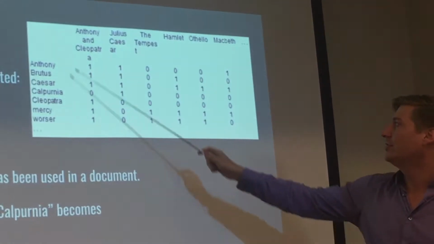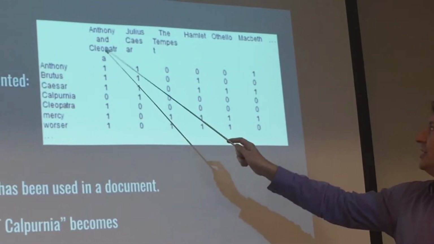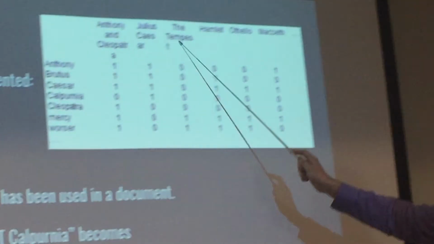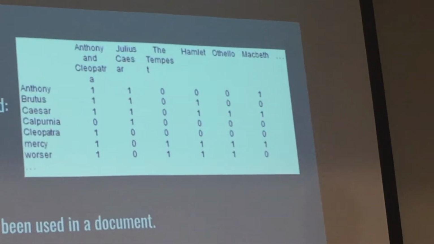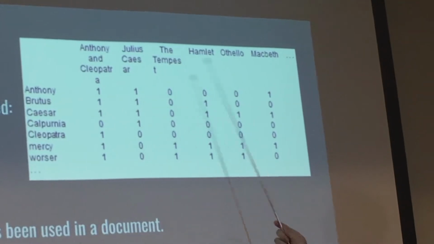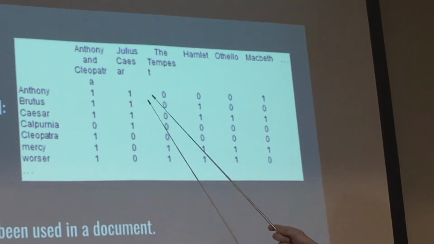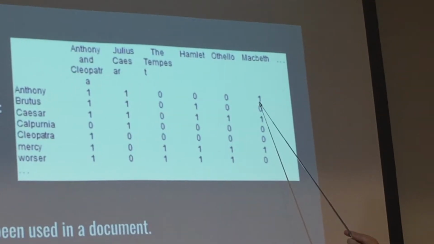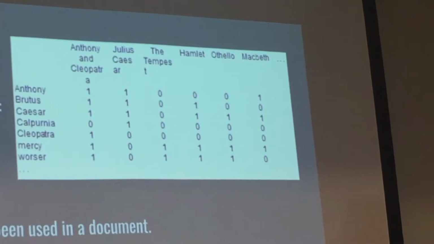What we do is find all these individual words and map them to the documents on top here, to where they occur. So Antony occurs in Antony and Cleopatra, Julius Caesar, and then the rest are 0 until we hit Macbeth, where that word was also used.